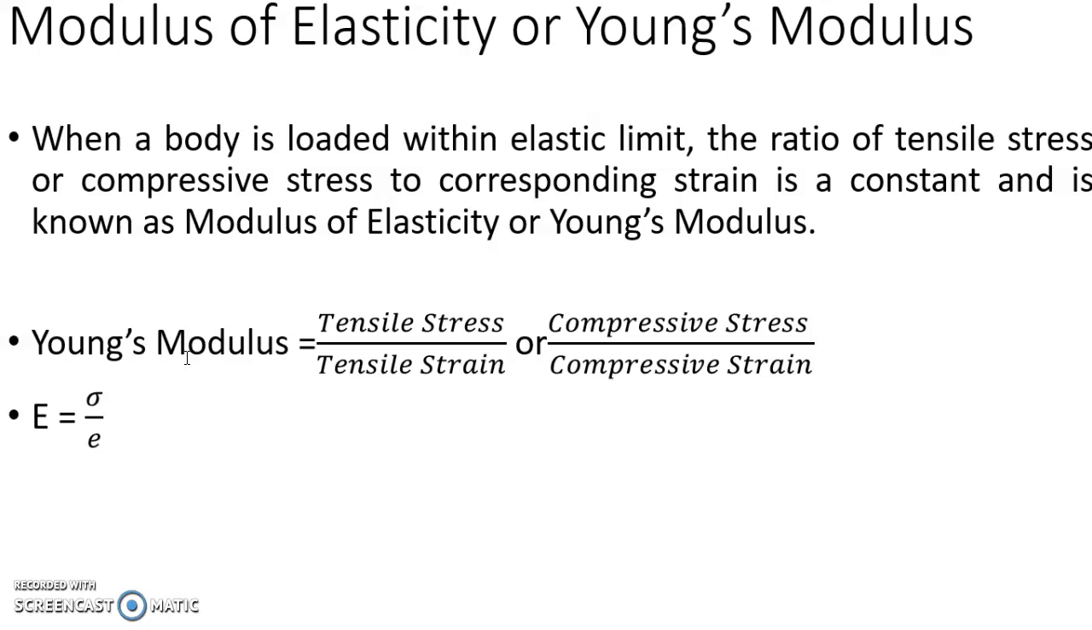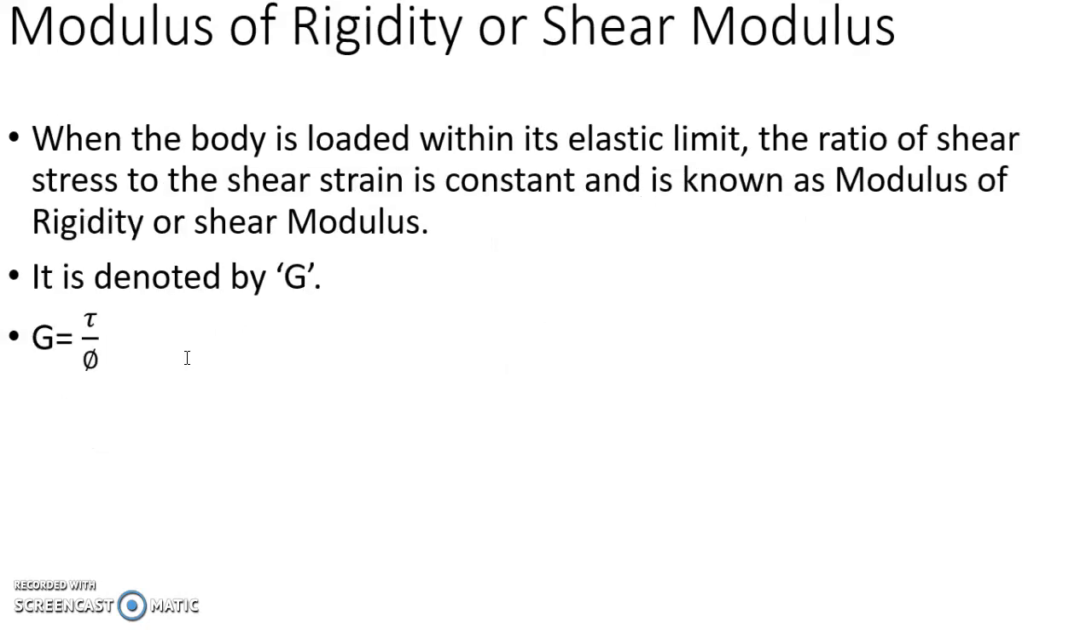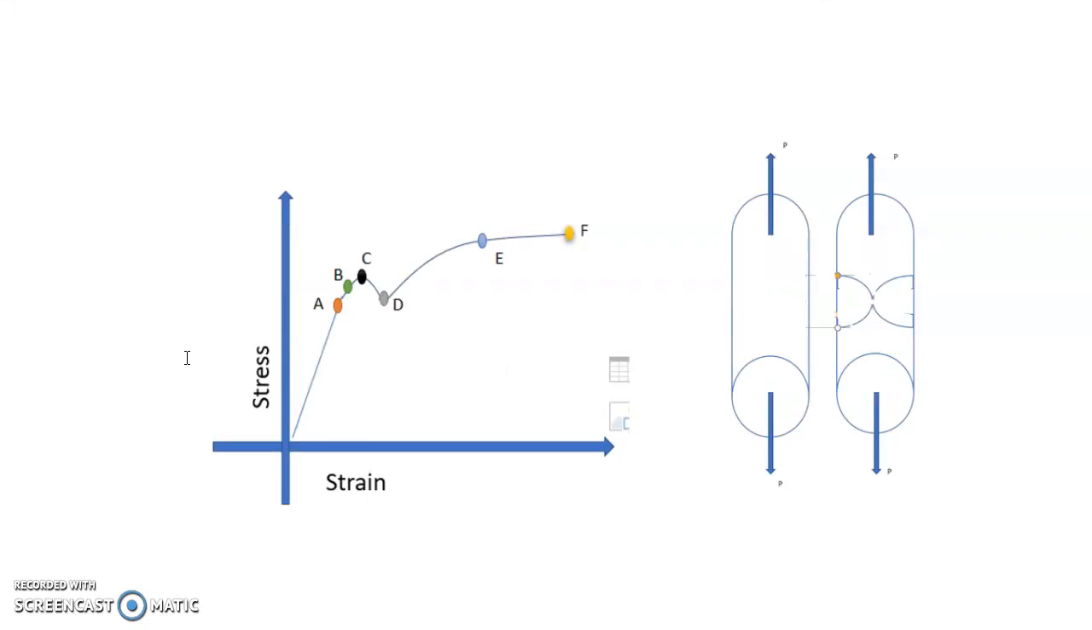What is the value of modulus of elasticity of mild steel? It is 2 into 10 to the power 5 MPa, which stands for Newton per mm square. Now, if you look at this curve, it is the stress-strain relationship for mild steel, a ductile material.